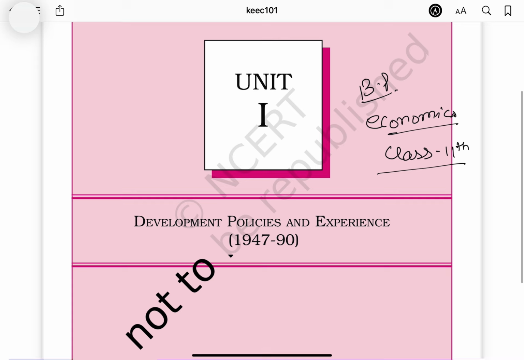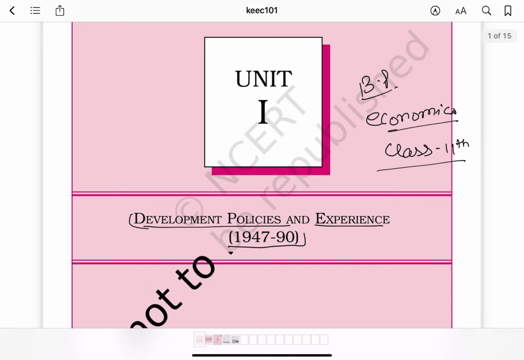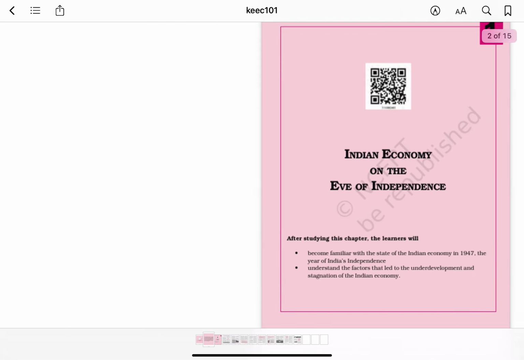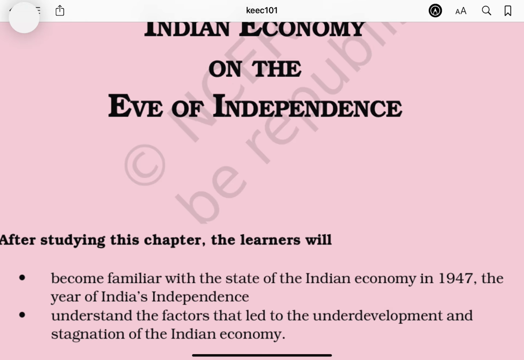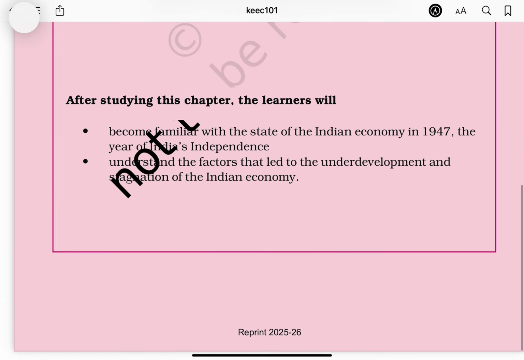तो इसमें चैप्टर 1 है, यूनिट 1 है डेवलपमेंट पॉलिसीज एंड एक्सपीरियंस 1947 टू 1990। इंडियन इकोनॉमी ऑन द eve of independence.